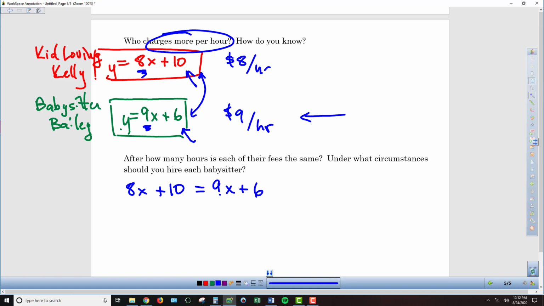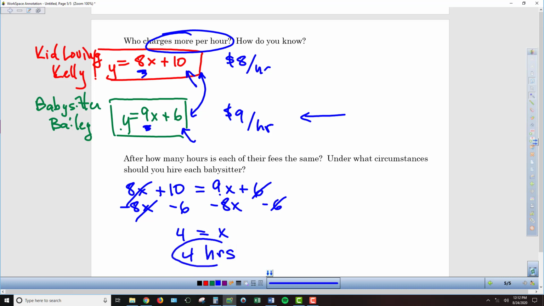So we've got variables on both sides. I'm going to move that 8x over here just so that I can move the smaller number towards the bigger. And at the same time, I'm going to move this 6 over to the other side. So we end up with 10 minus 6 is 4, and then 9x minus 8x is just x. So it's after 4 hours that the two are going to cost the same amount of money.